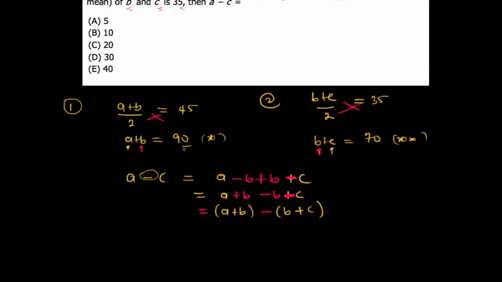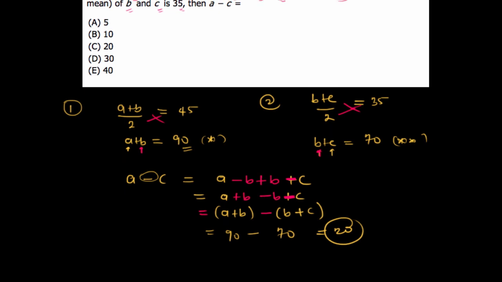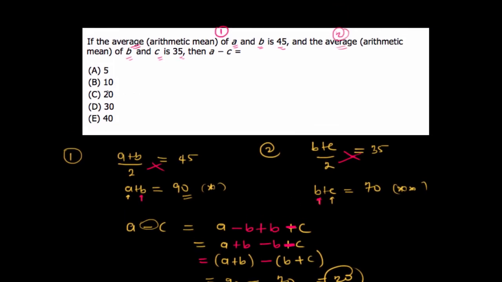So what we have here for A plus B is 90 minus B plus C, which is 70. So this is just going to give you 20. So the solution of that problem is 20. So that's why this is the solution.